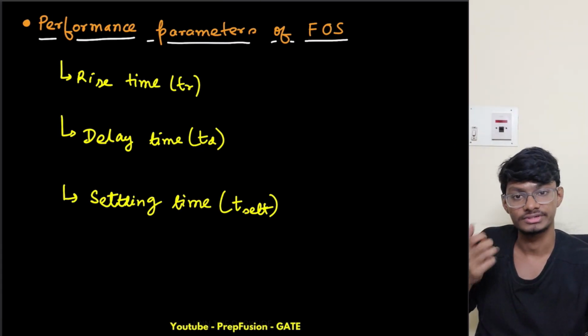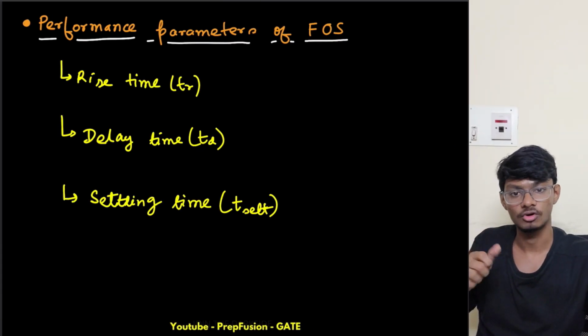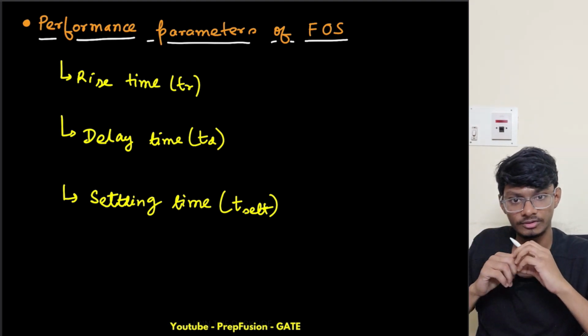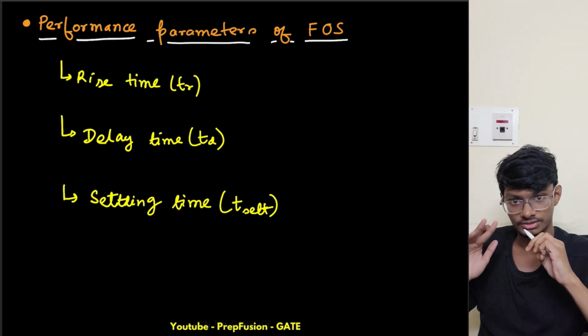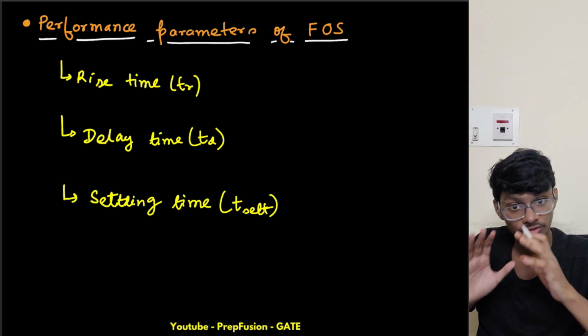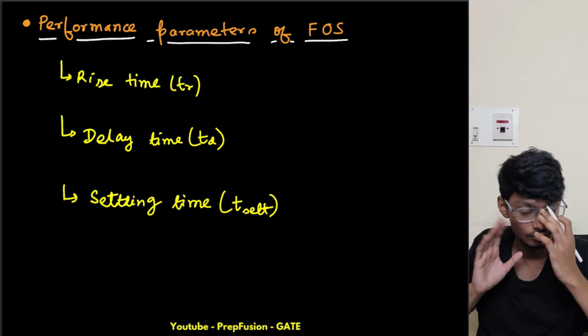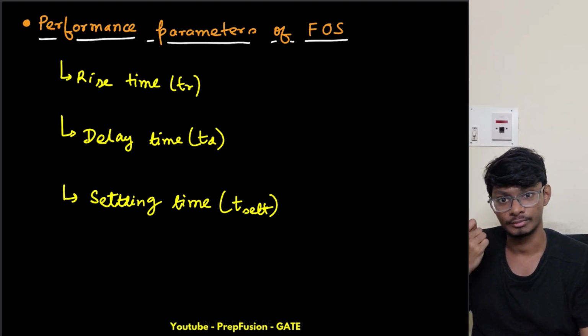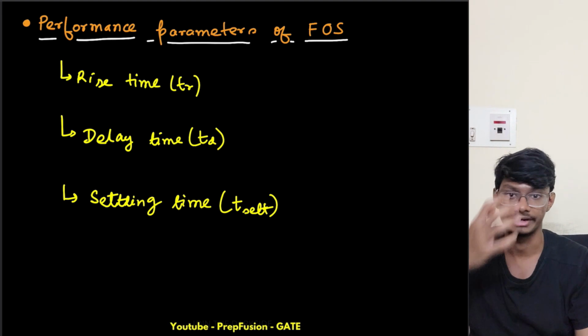Now next what we studied was the performance parameters of a first order system, right? So the performance parameters of the first order system, the first one was the rise time. This was for the first order system, so do keep that in mind. So what was the definition of rise time? Remember, it was going from 10% to 90%, right?